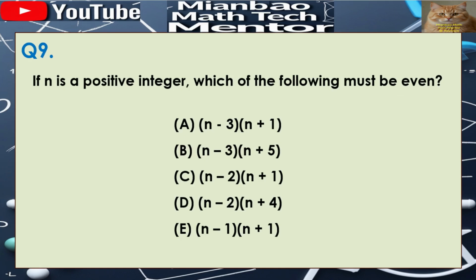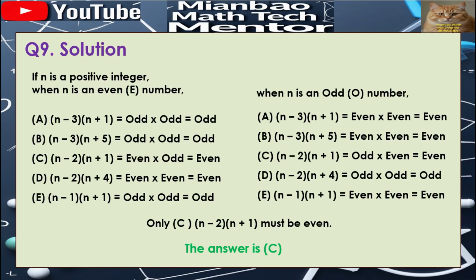Question 9. Which of the following answers is correct? A, B, C, D, or E? If n is a positive integer, when n is an even number, A is odd, B is odd, C is even, D is even, and E is odd.